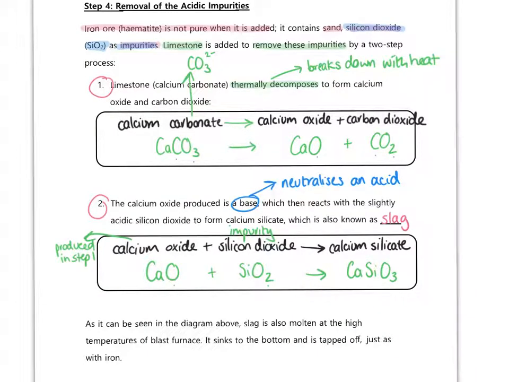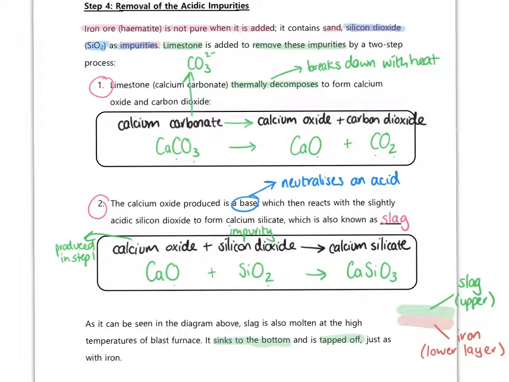And as we've already said, just as with iron, the slag or the calcium silicate sinks to the bottom where it is tapped off, but the slag is the upper layer. So the slag, which is not actually green, but just to demonstrate this, slag is the upper layer. It will float on top. The molten impurities essentially float on the top, and the iron will sink to the bottom.